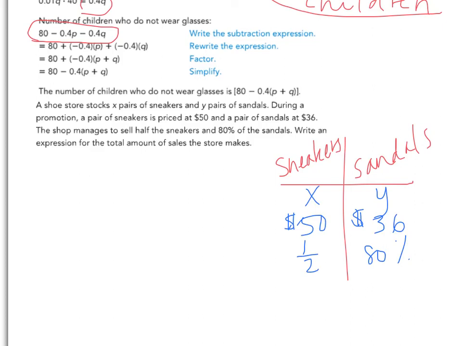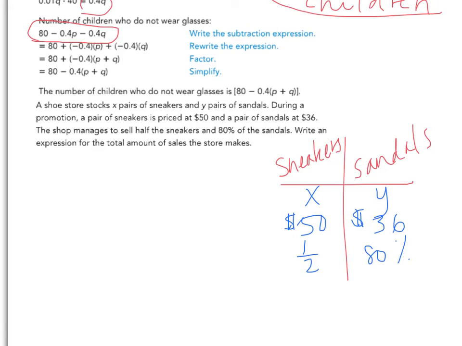Okay, so if you're stuck, I'm just going to give you a hint. The first thing I did is I wrote down all the information I got out of the problem. Okay, so it says the store stocks X pairs of sneakers, so I put an X under sneakers, Y pair of sandals, so I put a Y under sandals. During a promotion, a pair of sneakers is $50, so I put 50 under sneakers, and sandals are $36, so I put 36 under sandals.